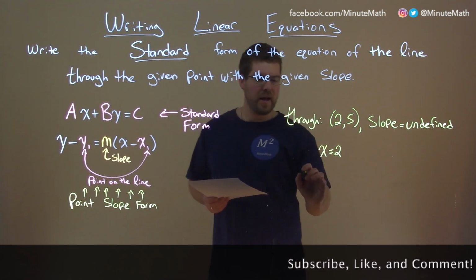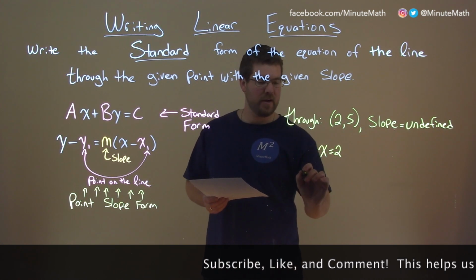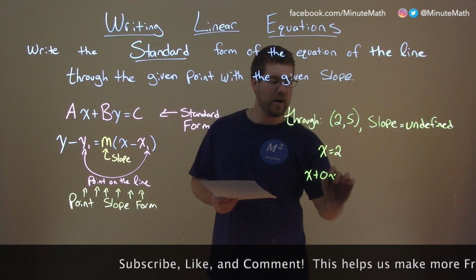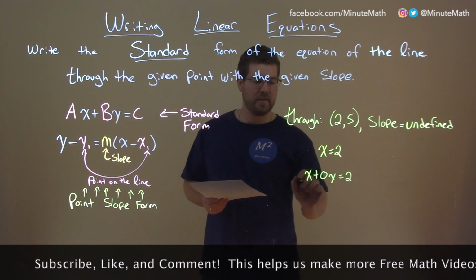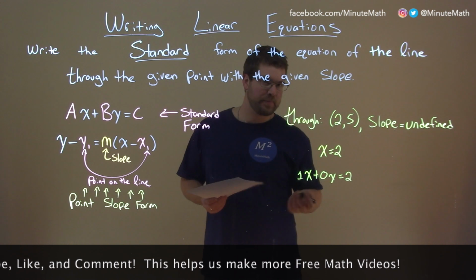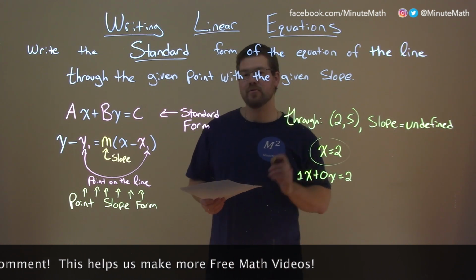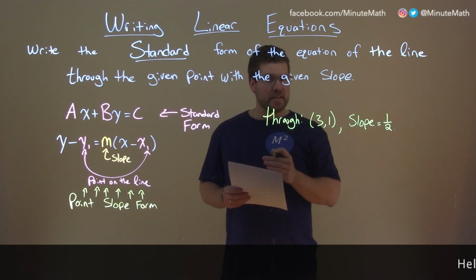If we really want to write it out, you can see it like this, right? We have x plus 0y equals 2, if you want to write it like that, and there's a 1 here. But in reality, x equals 2 suffices. So let's given this problem.